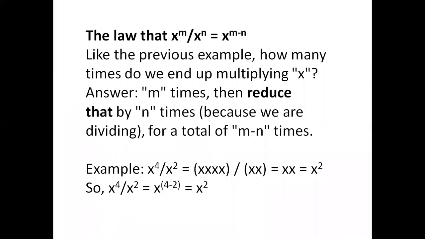So the law that x raised to the power m when divided by x raised to the power n is equal to x raised to m minus n. Like the previous example, how many times do we end up multiplying? Here also we are reducing that by n times because we are dividing here, for a total of m minus n times. Let's see one example. x raised to the power 4 when divided by x raised to the power 2. Here the division sign is in between and the base is the same. So we are going to subtract the powers, 4 minus 2, that is x raised to the power 2.